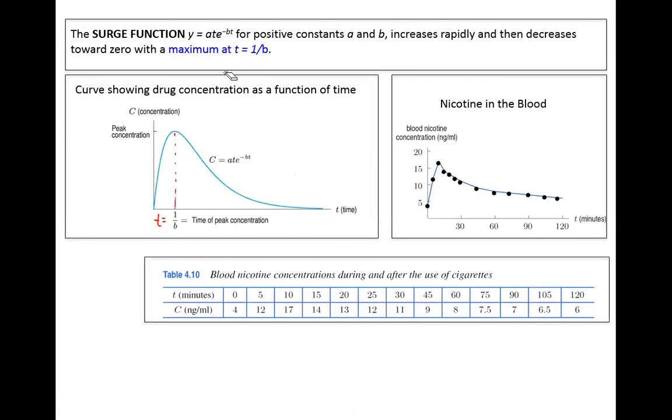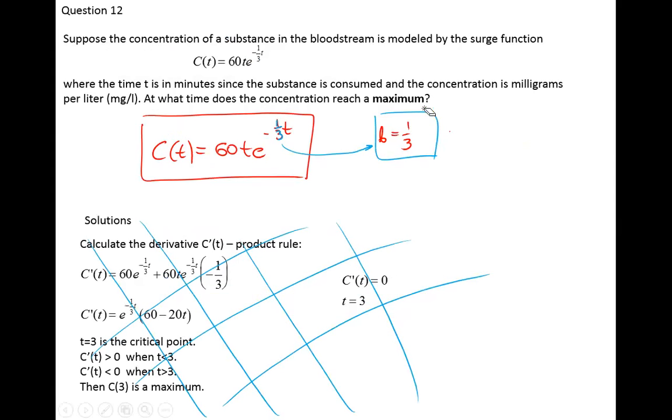It's just the reciprocal of this coefficient, b. We have to take the reciprocal. That means if b is 1/3, what will be the maximum? It's simply 3, and we have minutes, so 3 minutes. I'm just taking the reciprocal, 1 over b. Flip the number 1/3, you get 3.